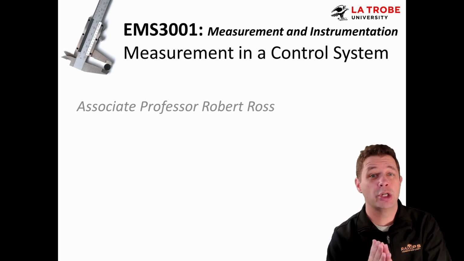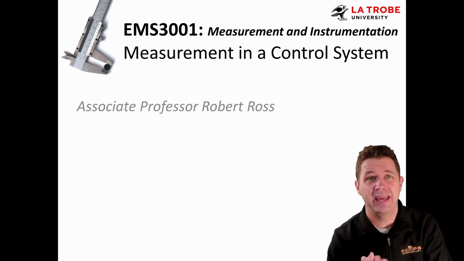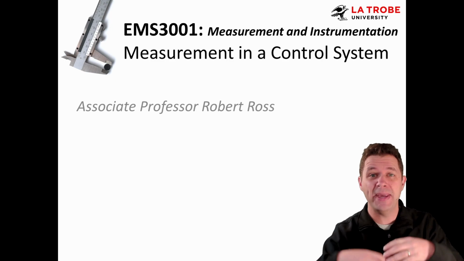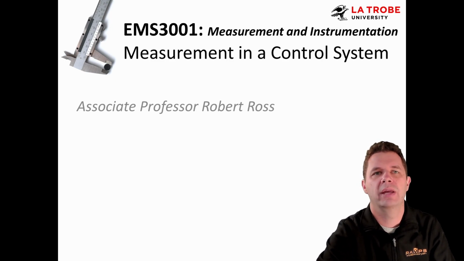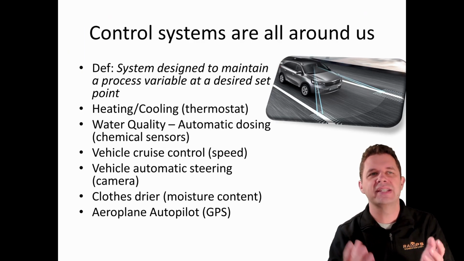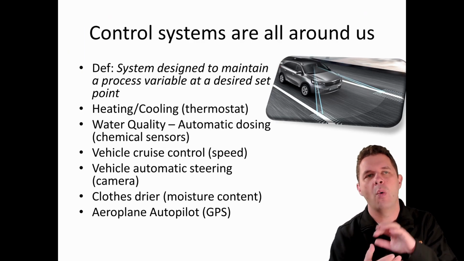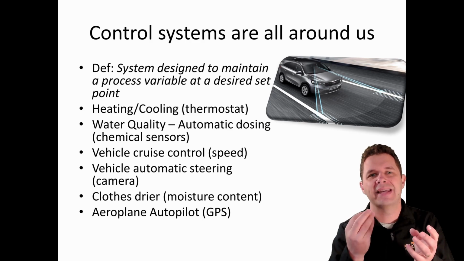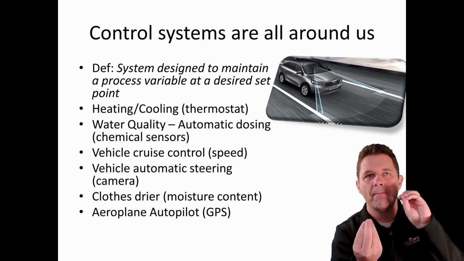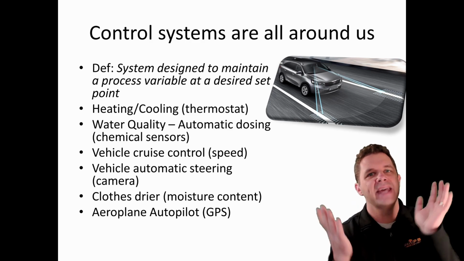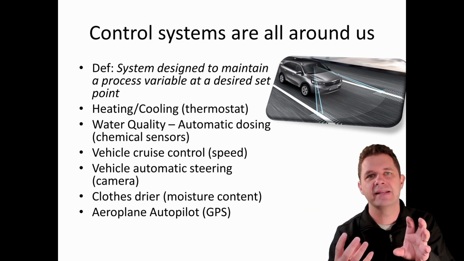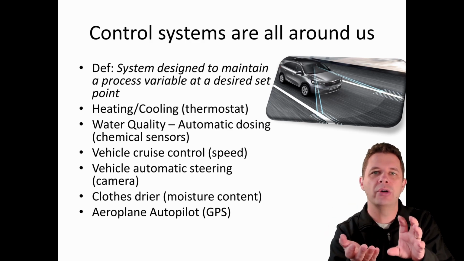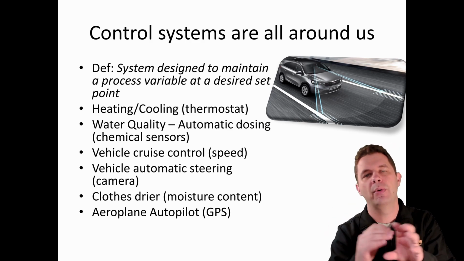Now, previously I mentioned that one place that we use measurement is in control systems, and I thought it might be useful to have a look at this and understand a little bit better what I'm actually talking about. Basically, a control system is a way or a system where we're trying to have a certain process variable maintained at a desired point. For example, temperature. Easy one, we've got a thermostat, which is our sensor, and that tells us what our temperature is, and we want to set that temperature at a certain point.